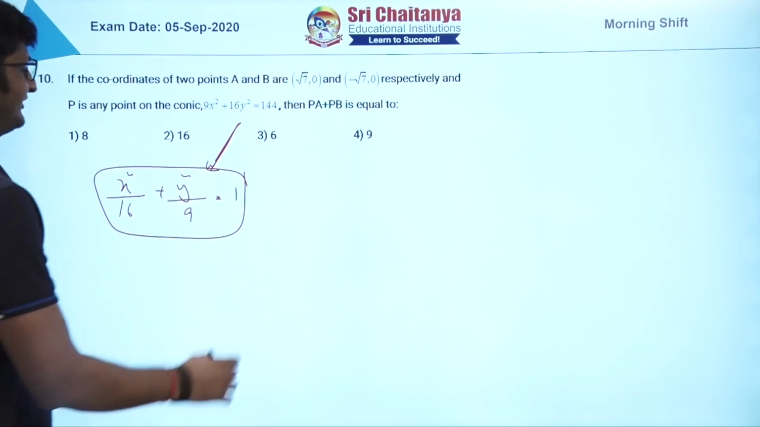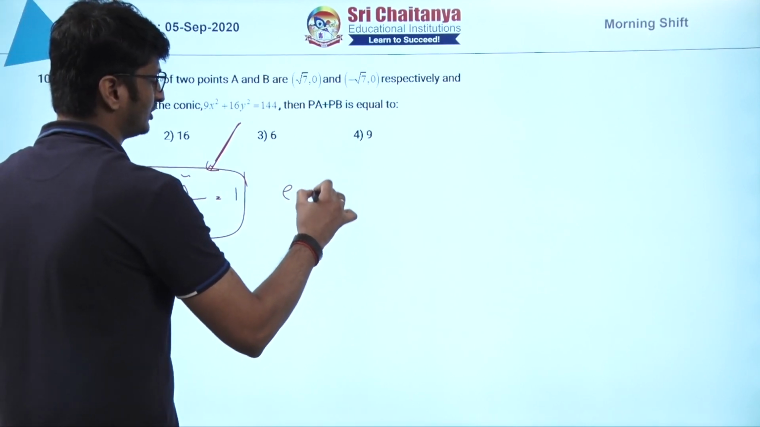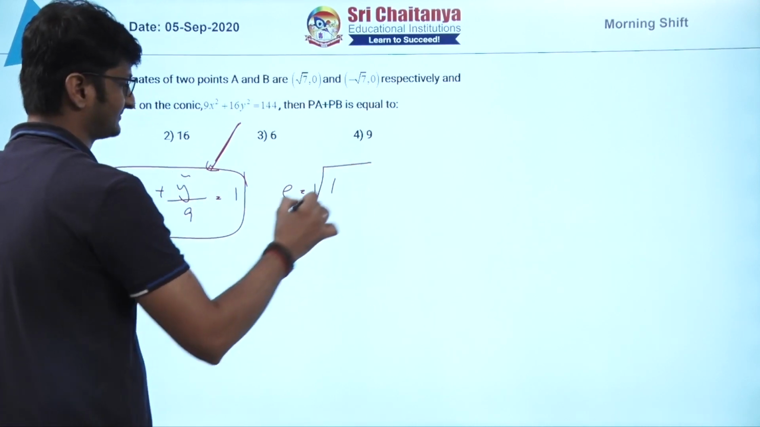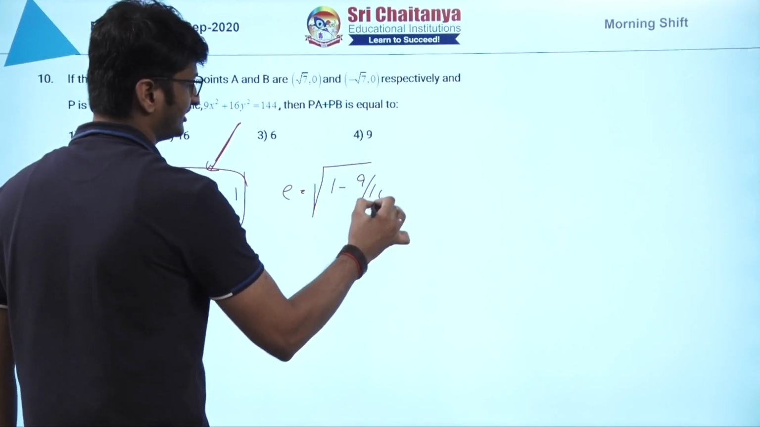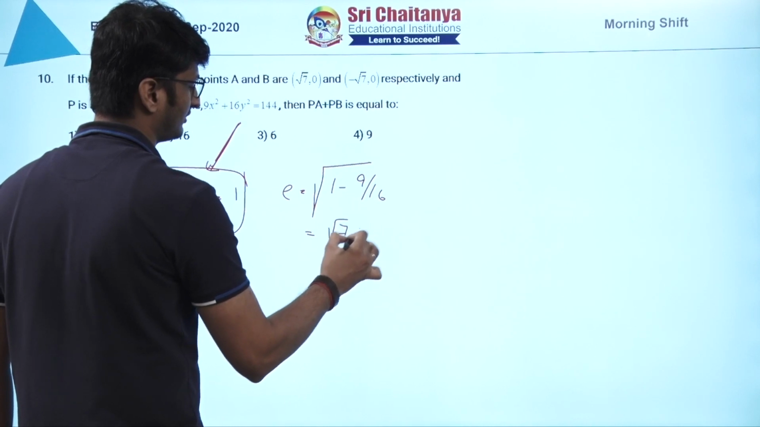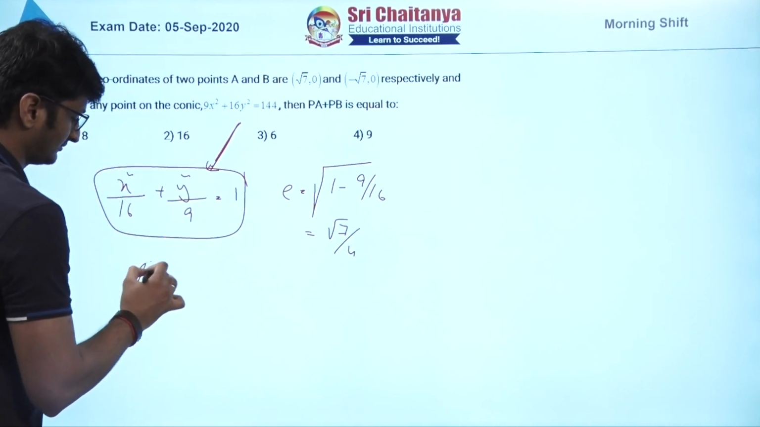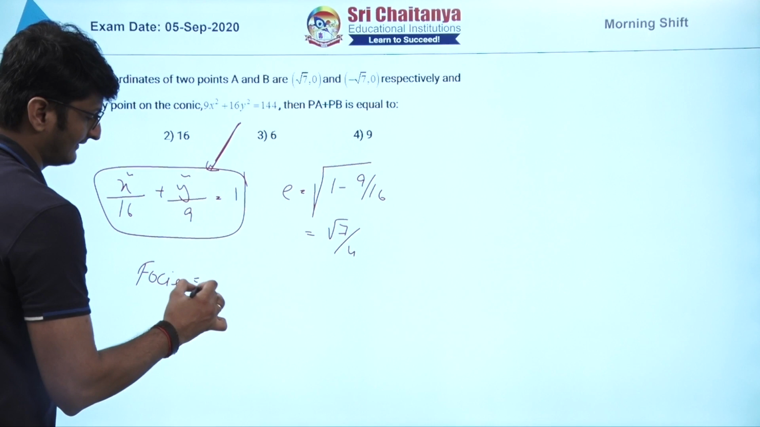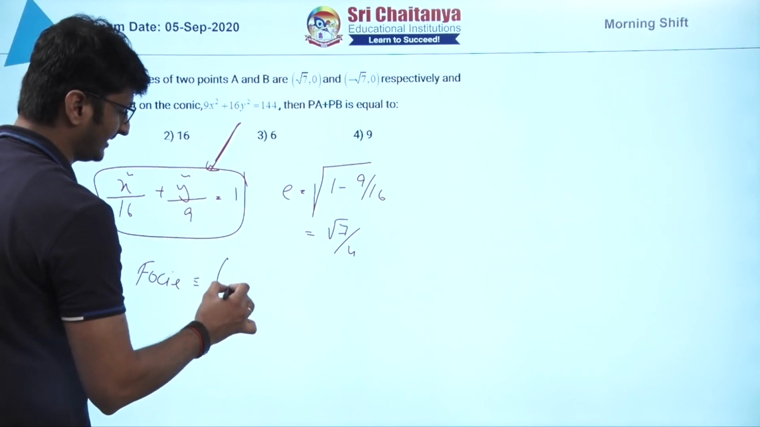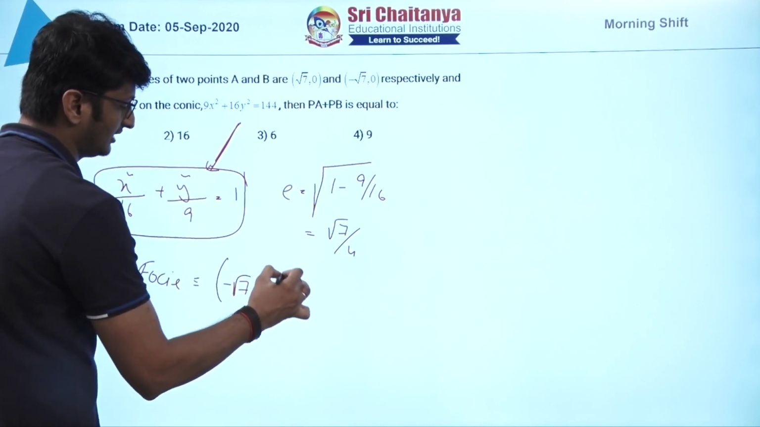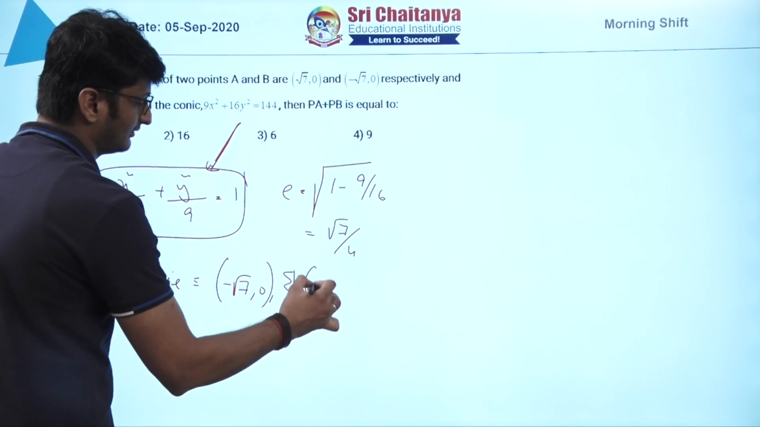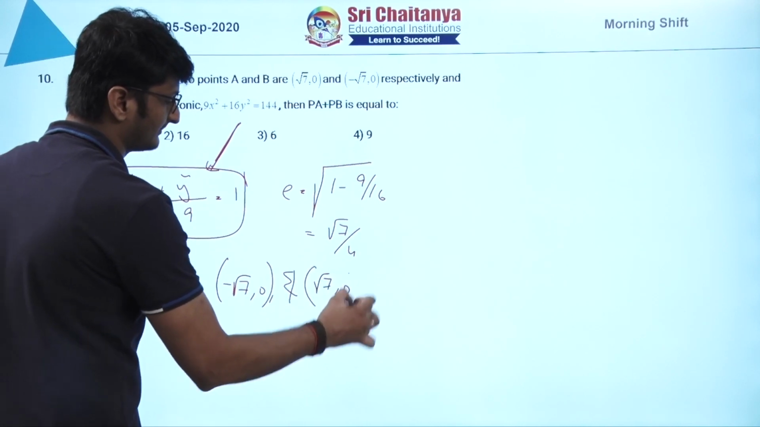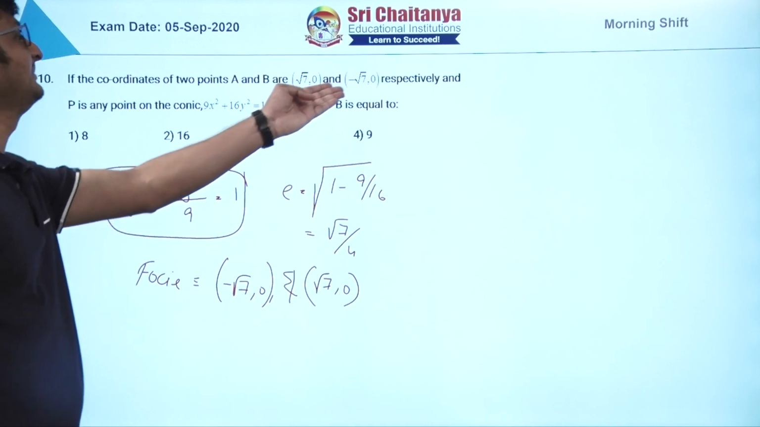What is the eccentricity of this ellipse? So root over 1 minus 9 by 16, that is root 7 by 4. So the foci will become 4 into root 7 by 4, so it is nothing but minus root 7 comma 0 and root 7 comma 0, and these are the points A and B given.